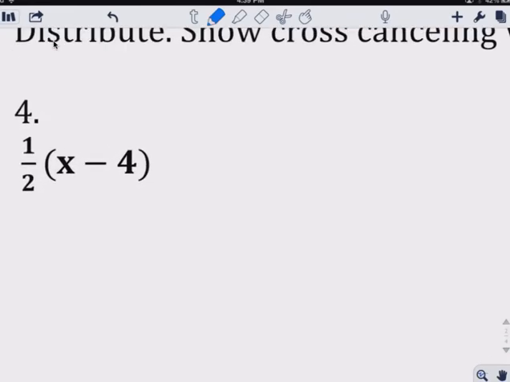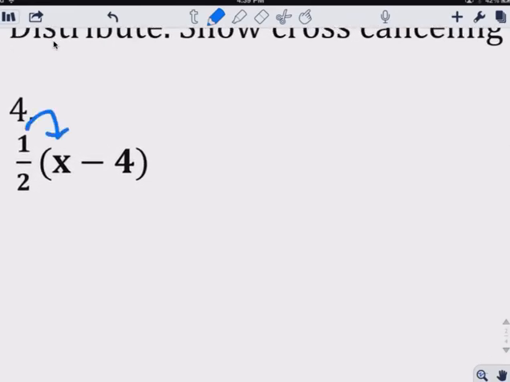Alrighty, next one. 1 half times 1 is 1/2. Bring down the x.